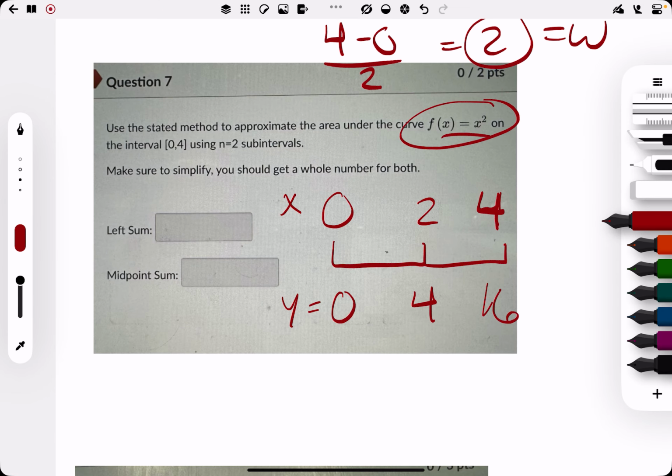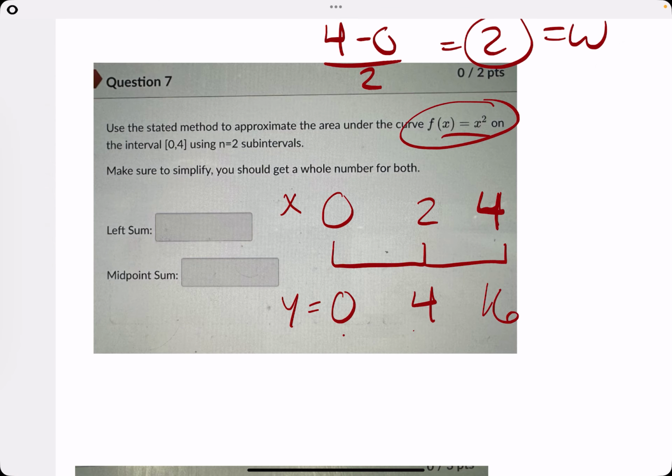All right. So once you get your y values, again, these are potential heights of rectangles depending on the sums you are using. For a left sum, the width is 2, and you add up the 2 heights we are using, and that would be 0 and 4. 2 times 0 plus 4 is 8. That's for the left sum, that is 8.